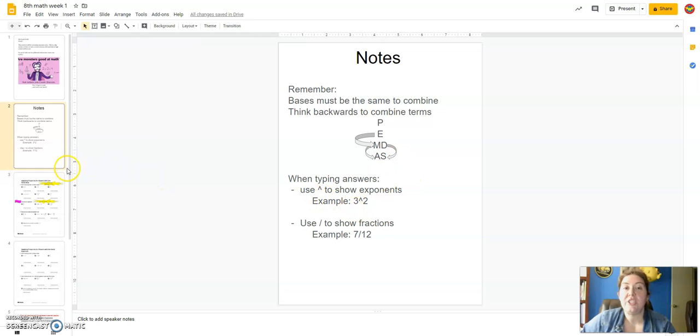Now on these sheets, I've made it to where you can type in your answers for me. That way I can see what you're doing and I can help you out a little bit more. When you're typing the answers, use this caret mark to show exponents. Here's an example, 3 to the 2nd power, 3 squared. This little caret mark tells me that the 2 is supposed to be raised. We're going to use this slash to show fractions, 7/12, 7 over 12.